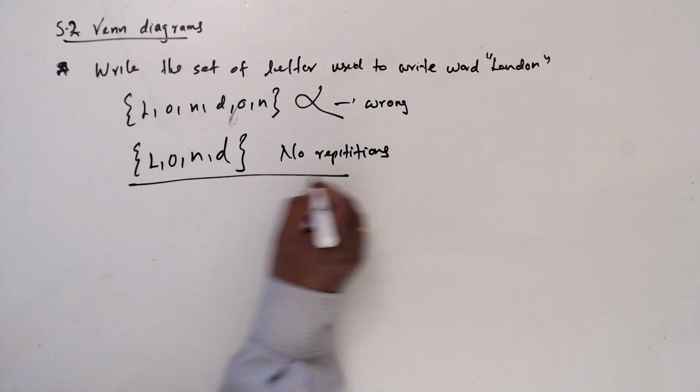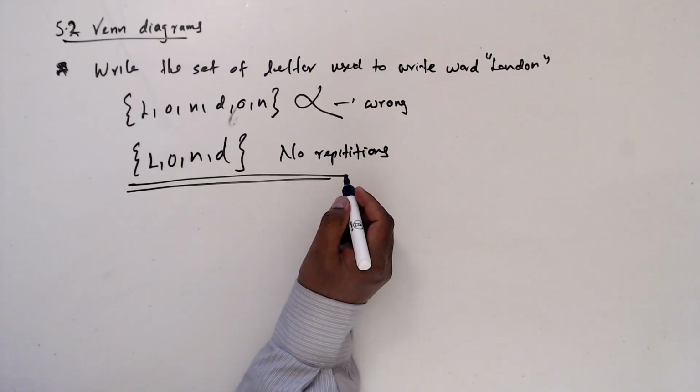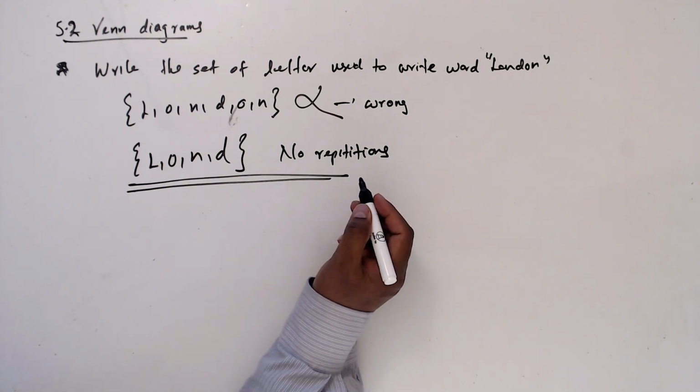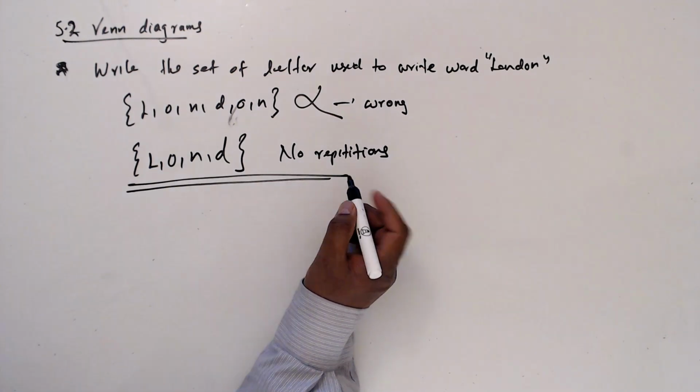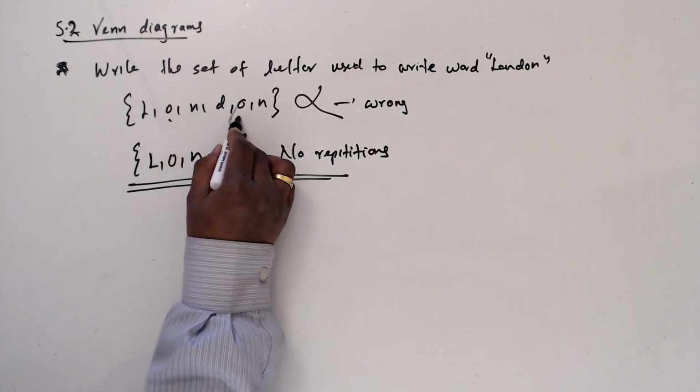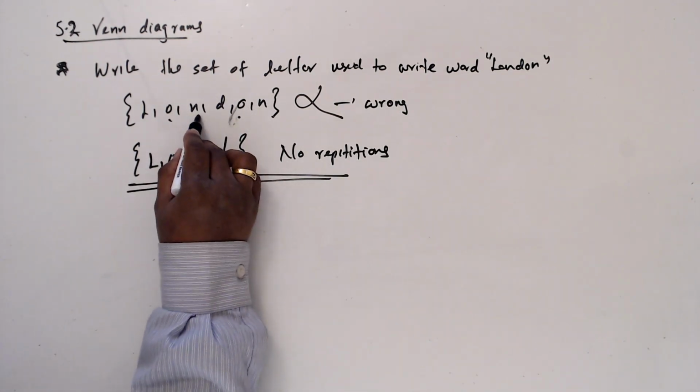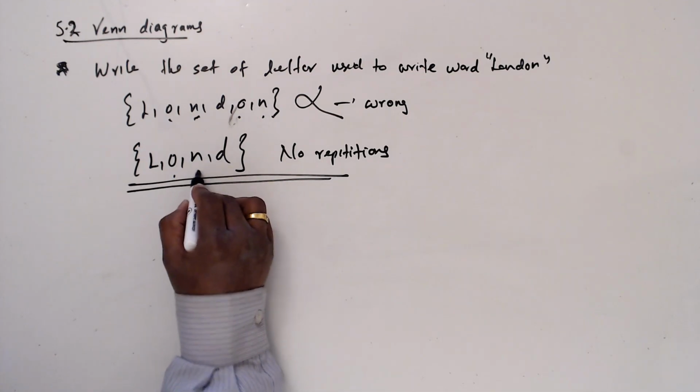This is an important rule when you write elements. There should not be two same elements in a set. I can see here two O's, we have to take one O. I can see here two N's, we have to take one N.